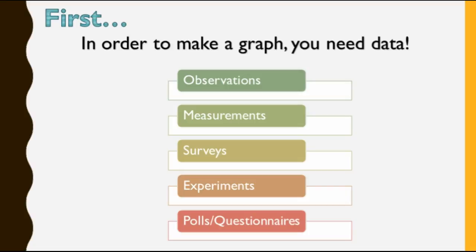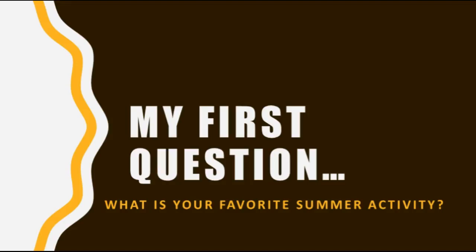First, in order to make a graph, you need to collect your data. Now, there are lots of ways to collect data. You can make observations, take measurements, do a survey, do experiments, walk around your neighborhood and take a poll, or do a questionnaire for your family. Lots of ways. For my first graph, I took a poll, and I actually took this during our Reading Cost Connect last week. So if you were attending live last Wednesday, your data is shown on our graph. My first question to the Kluffman kids was, what is your favorite summer activity?